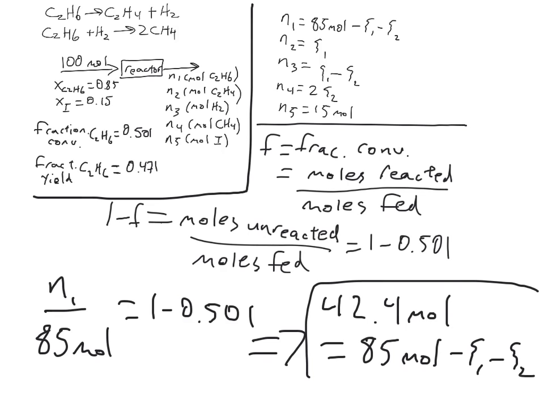Now we need one more equation to be able to solve for extent 1 and extent 2, and we'll get that, if you haven't guessed, from the fractional yield. We need this one right here, along with the other equation, to solve for extent 1 and extent 2. And again, to remind you, this was derived from the fractional conversion. We went from here all the way to here.